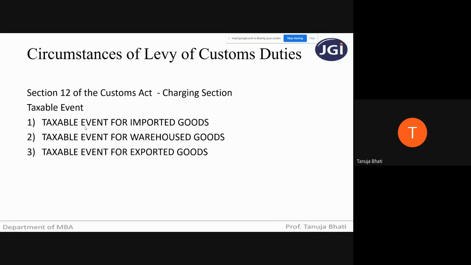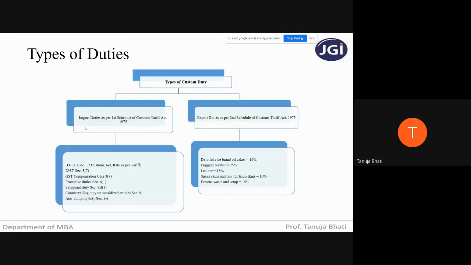So under these taxable events, the customs duty is levied, and this customs duty is levied under the charging section of the Customs Act, that is section number 12. Now let us move ahead to types of duties. Remember students, types of duties: you have import duties and export duties.